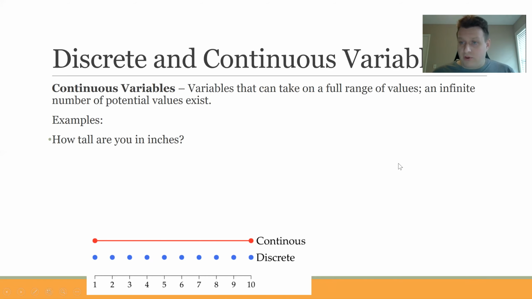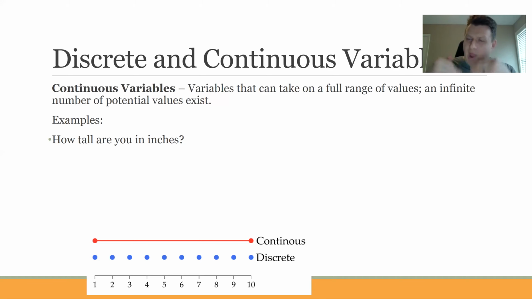All right, how tall are you in inches? Let's say 70 inches is how tall a person is. Maybe 2 people are 70 inches tall, but we could do a more fine-grained analysis to find that one person is 70.5 inches tall and the other person's 70.25 inches tall.